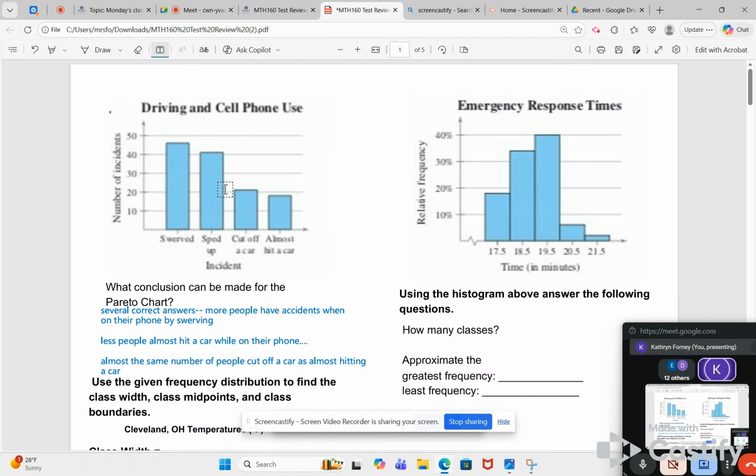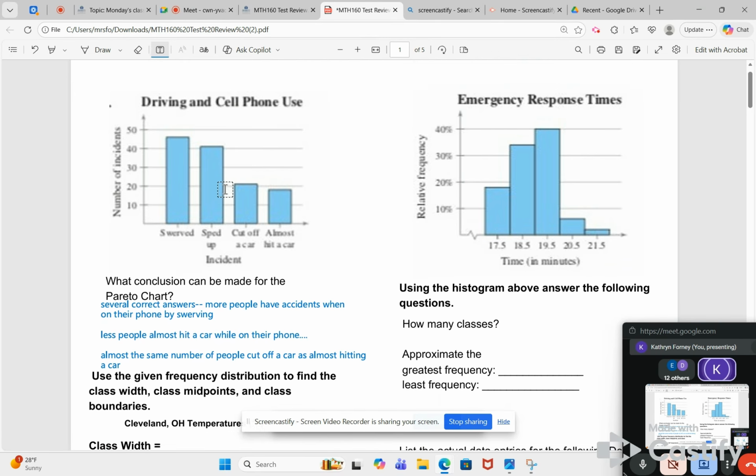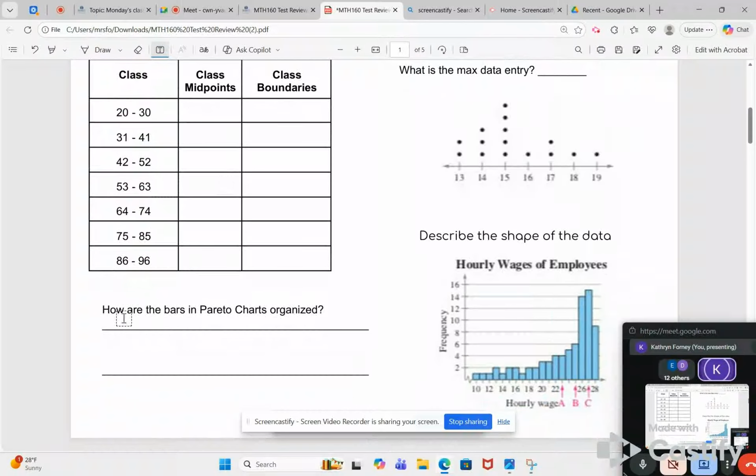Now, if you watch the video about the different types of graphs, you would know that a Pareto chart is a special type of bar graph. And one of the questions on here is, how are the bars in a Pareto chart organized? Does anyone know the answer to that? How are the bars in a Pareto chart organized? Right, so greatest to least. That should say least. So yeah, greatest to least.